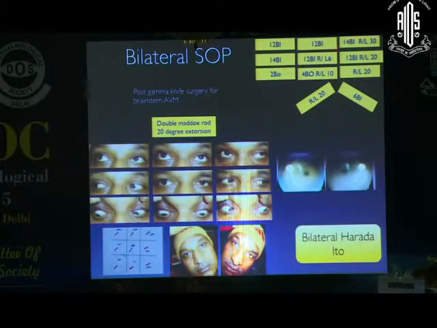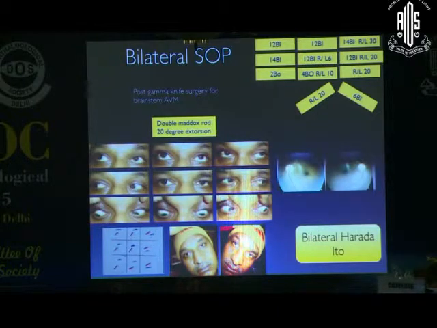there was R by L of 6 in the primary position and it was increasing in the left gaze, but there was no L by R in the right gaze. So it was a masked superior oblique palsy. Left superior oblique palsy was masked. So you can see in the fundus also there was more torsion in the right side than the left side.